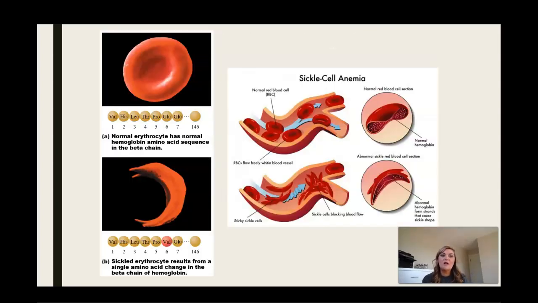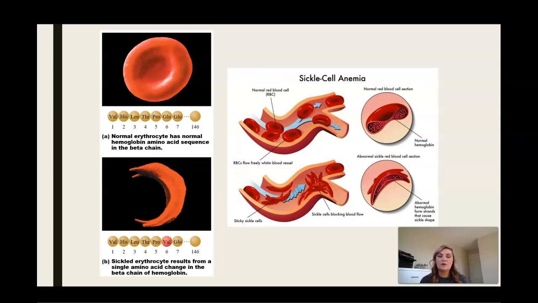Now looking here, you can see a red blood cell, and at the bottom you're going to see a sickle cell anemia red blood cell. In order to have sickle cell anemia, it's only going to be one amino acid difference or one amino acid off that changes in the sequence that causes the sickle cell shape. And of course, this is genetic.